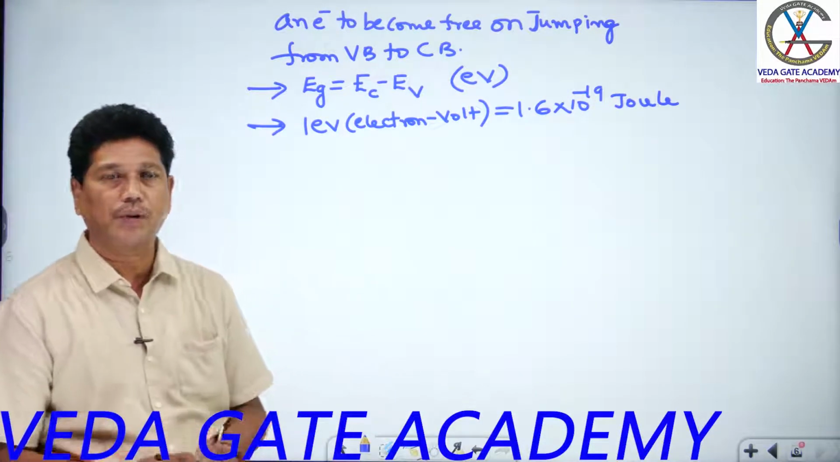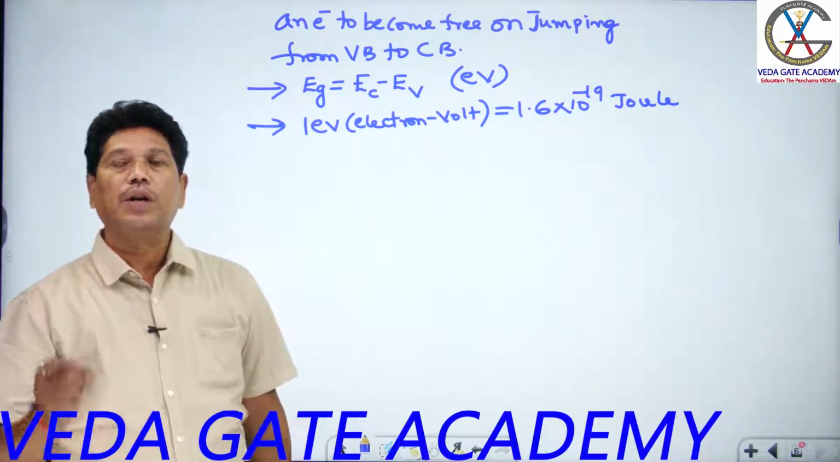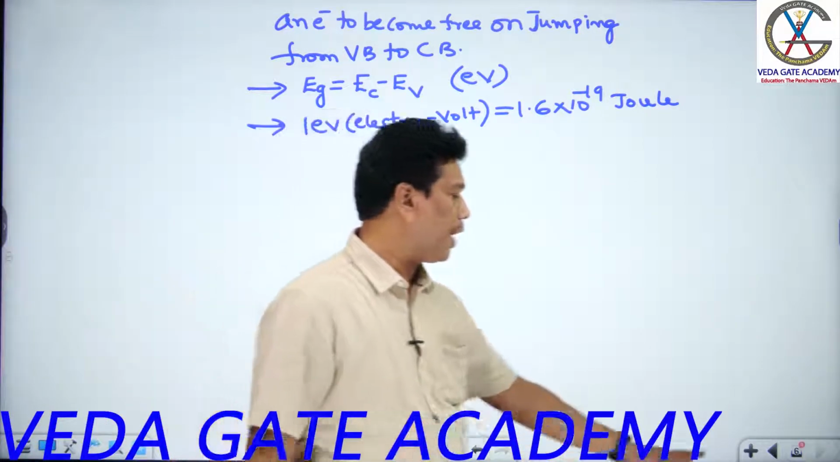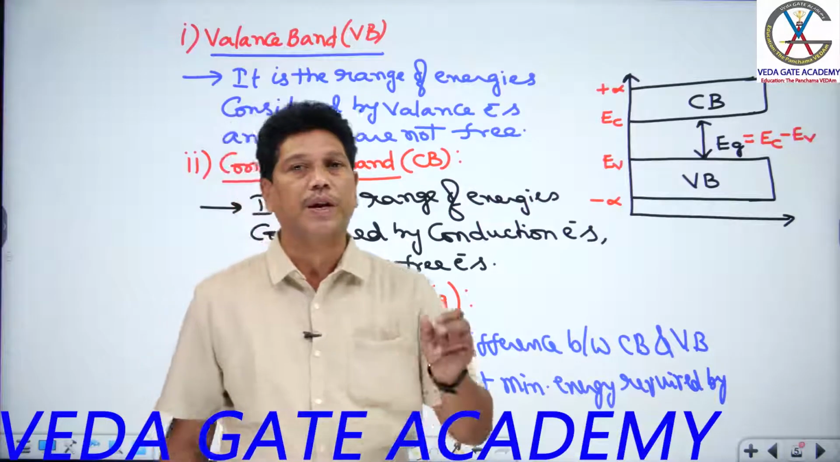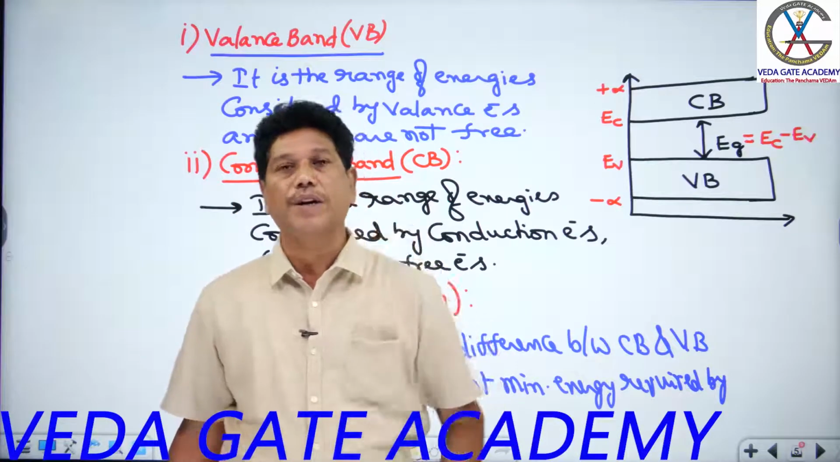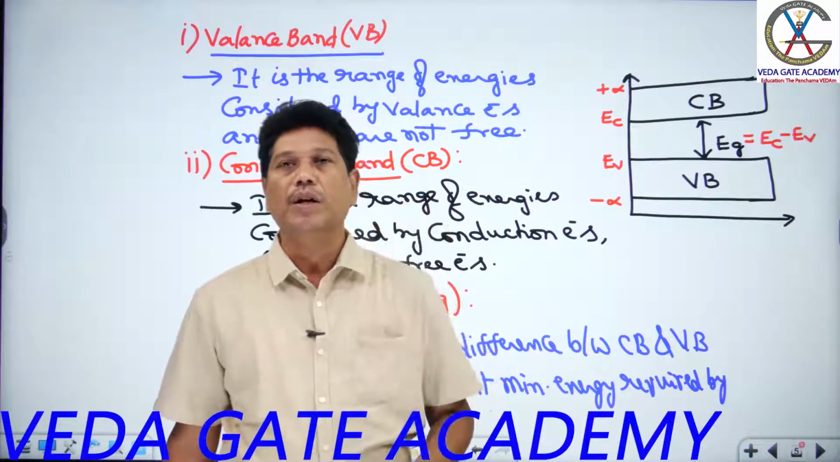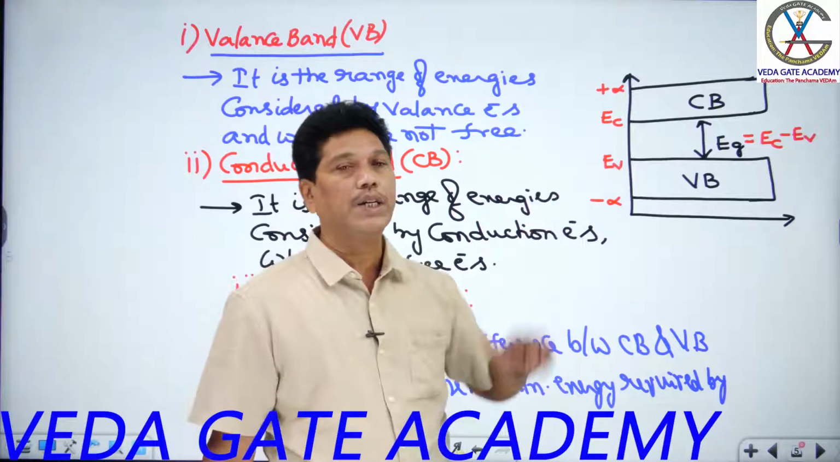Now, students, based on this energy band diagram I can distinguish conductor, insulator, and semiconductor. In a given atom, all the electrons do not have the same energy; they have random values of energy. So how do you know the range of energy of an electron in a given atom? That is known by the energy band diagram.